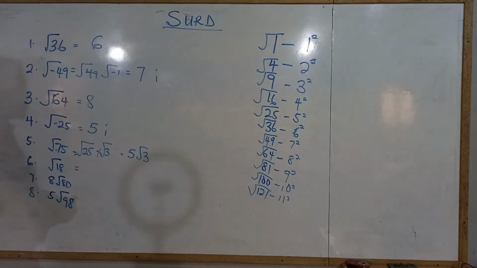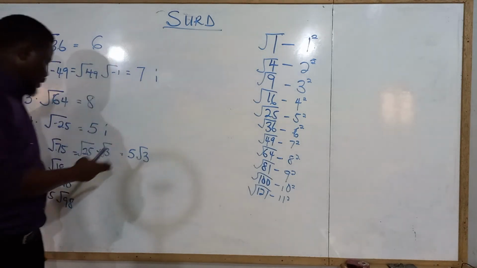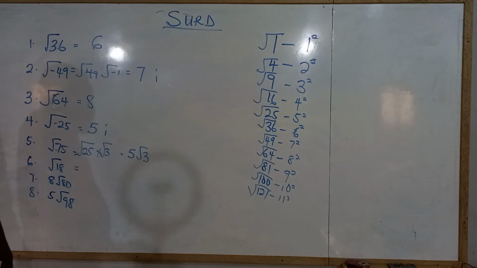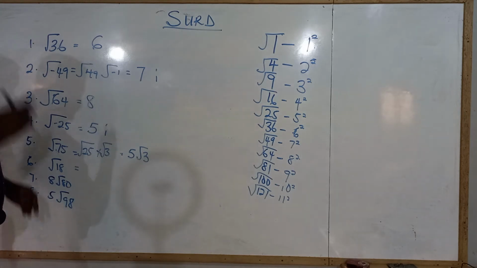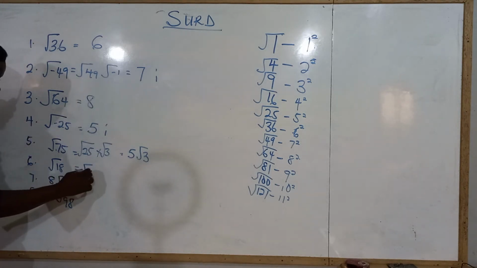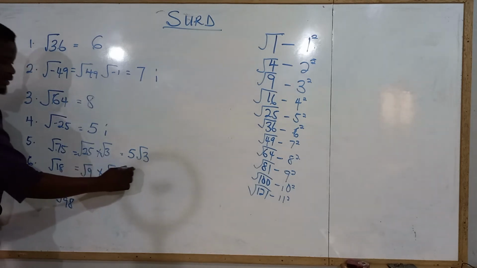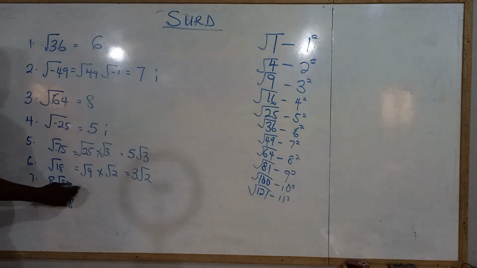Square root of 18. 18 is also not a perfect square. Therefore, we need to factorize. We need 2 numbers that can be multiplied to give us 18. And those 2 numbers, we have 2 times 9 and also 3 times 6. We cannot use 3 times 6 because none of them is a perfect square. But rather, 2 times 9, 9 is a perfect square. So we get root of 9 times root of 2. Square root of 9 is 3, so 3 root 2. Let's go to the next one.